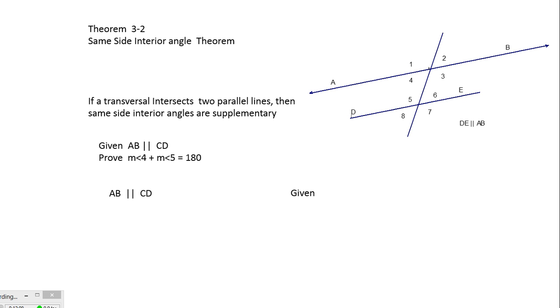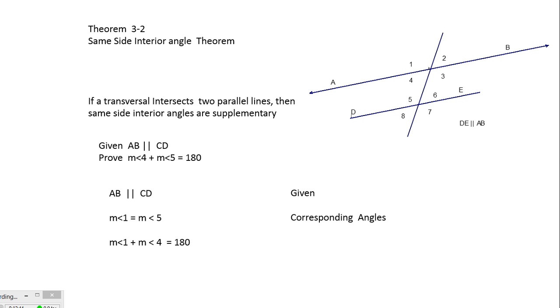Now, how are we going to show 4 and 5 are supplementary? We can pick up any kind of other supplementary angles, and then we can do a substitution. So we've got supplementary angles all over the place here. Invariably, any 2 angles that are adjacent are also supplementary. Okay, so what am I going to pick up here? Well, it looks like I'm going to start with the corresponding angles right there. Okay, 1 is equal to 5. We know that, corresponding angles.